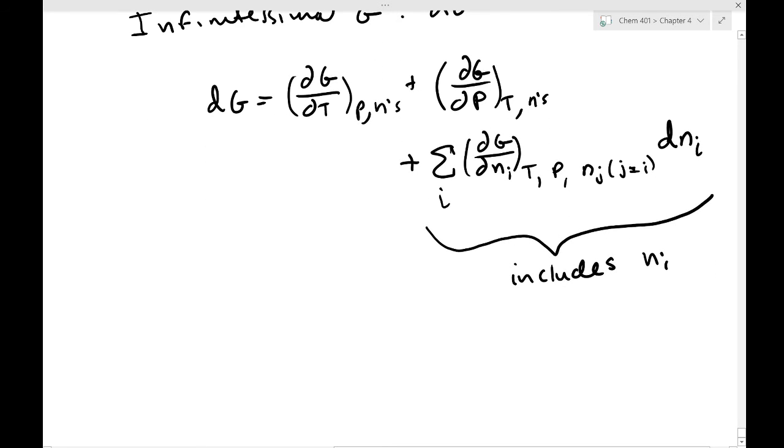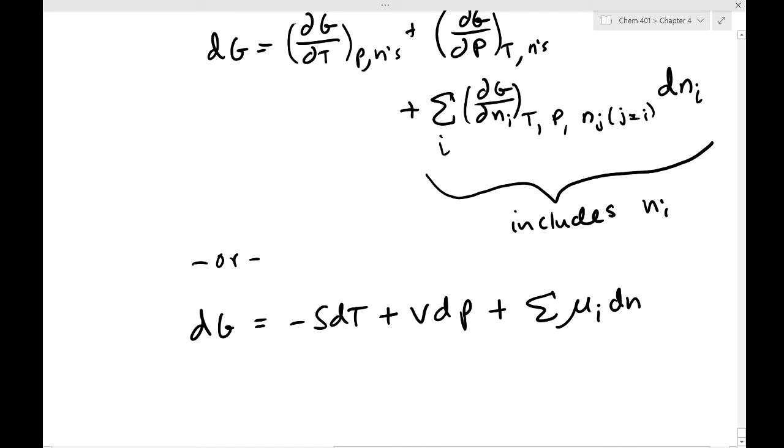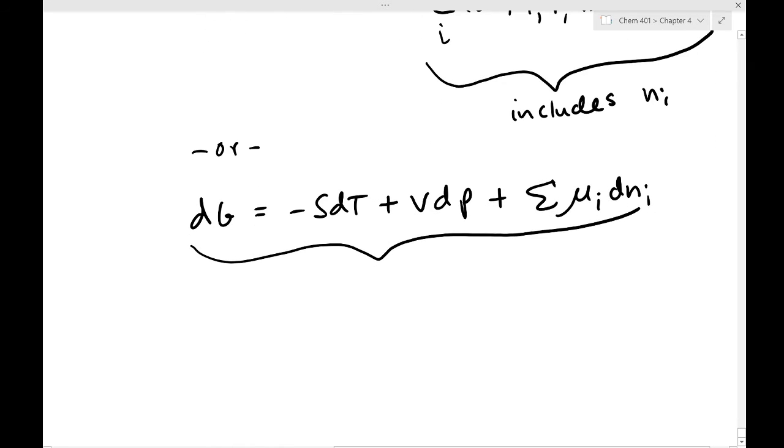Now a little bit easier way to write this, and it's more compact so it's easier to remember, is dG equals negative S dT plus V dP plus the sum of mu_i dn_i. Oftentimes this equation here is called the fundamental equation of chemical thermodynamics.